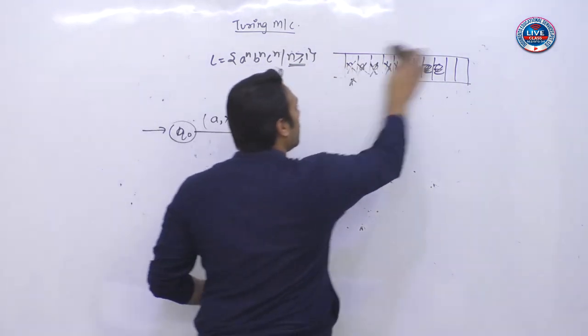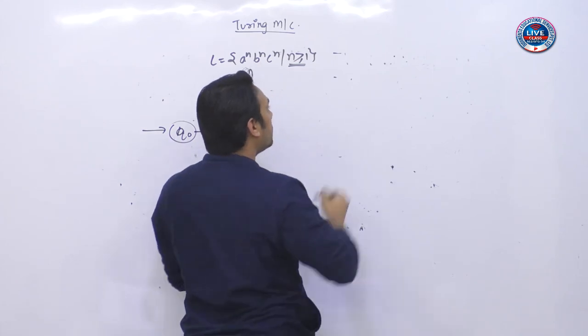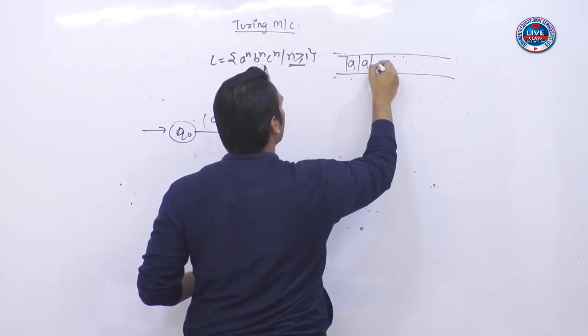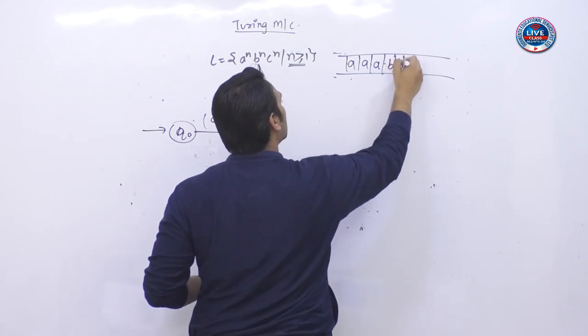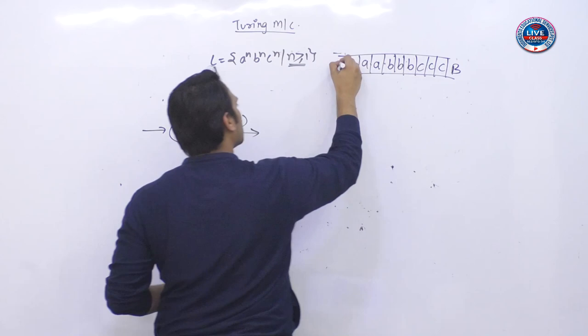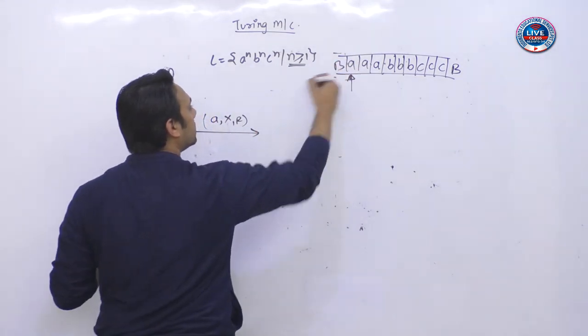So let me show you what I'm trying to do here. We have this string which has a, b, b, b, c, c, and c, and this is a blank symbol, and this is also a blank symbol. Currently your read write head is at this position.